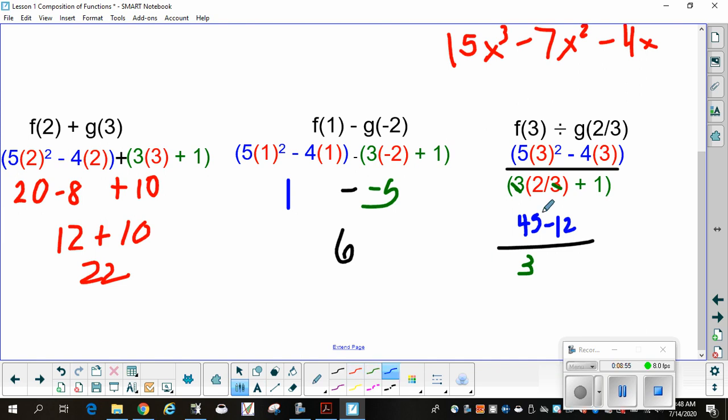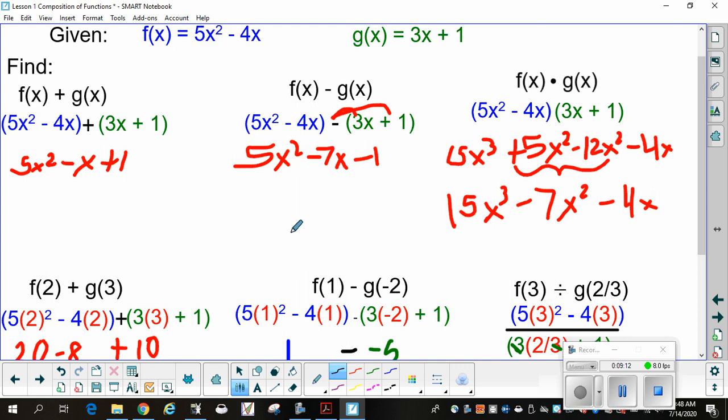45 minus 12 is 33. And then that's all over 3, which is going to give you 11, and you're done. Okay? So this is just operations. You've known how to do this forever. You've known function notation, and we did polynomials. We did adding, subtracting, multiplying, and dividing polynomials. So this is really just the exact same thing, but with function notation.